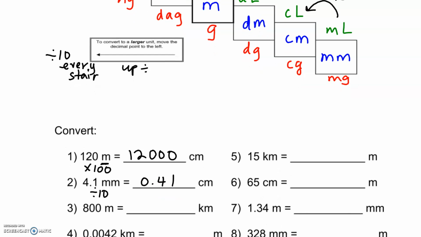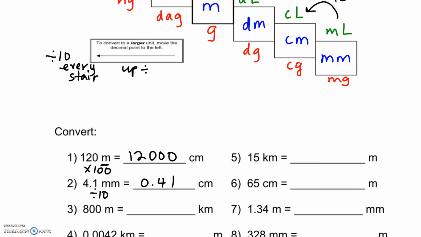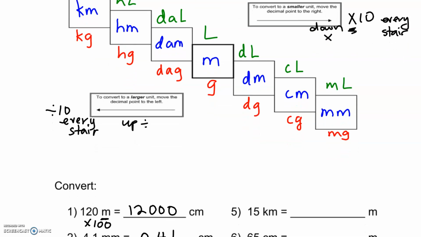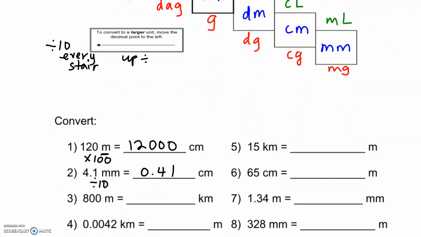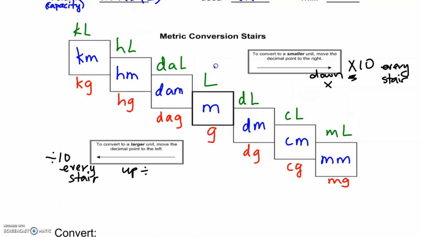All right, let's try the next one. 800 meters to kilometers. So let's go to our staircase. I'll erase what I wrote here so I don't get mixed up. And I don't remember what the question I'm starting on is, so I'm going to go back. So if I look, I'll do it in a different color this time. I'm starting on meters and I'm going to kilometers.